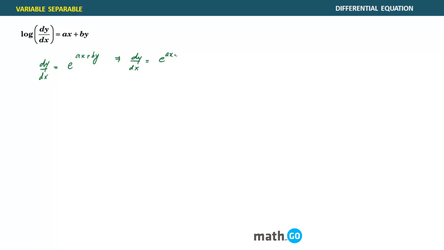Alright, you can just do that. This is nothing but equal to this, and now these two are explicit functions because x is separate and y is separate.